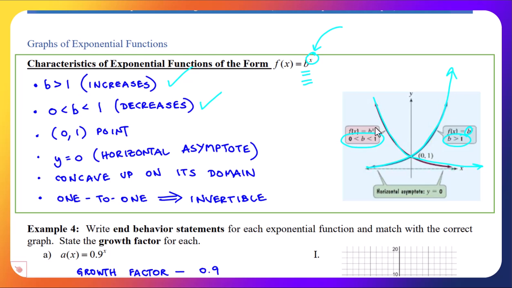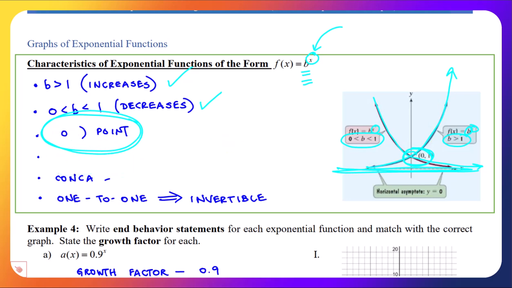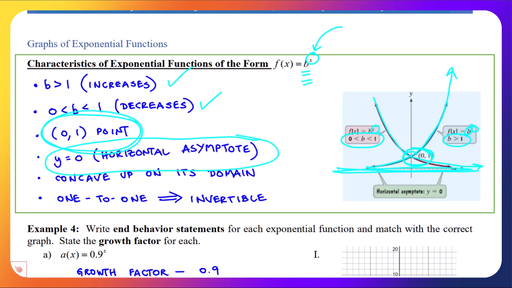If I raise anything to the 0 power, I get 1. So that point is always going to be on an exponential function. Without shifting, the horizontal asymptote is going to be y equals 0. And both curves face up, or going from left to right, I am always making a left turn. So it's concave up on its domain.